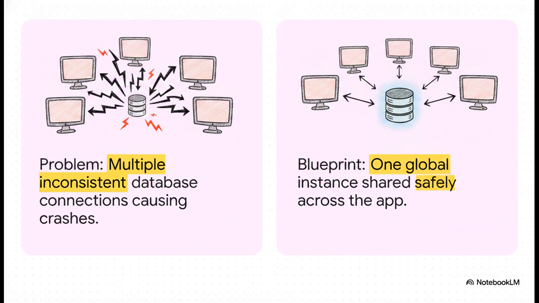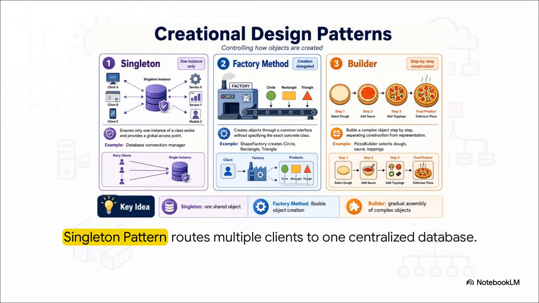The blueprint of the singleton strictly enforces exactly one secure, global instance of a class that is shared safely across the entire application. Notice how completely different modules, say Client A, Client B, and Client C, are all forced through one single access point to reach that centralized database or service. It entirely eliminates the risk of those rogue duplicate connections taking down your system.